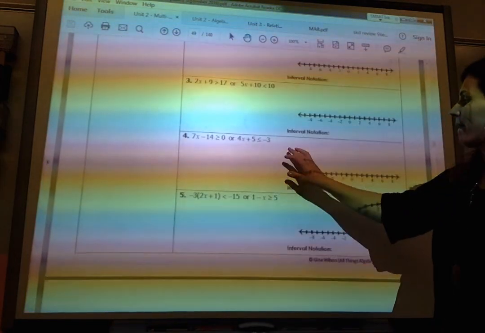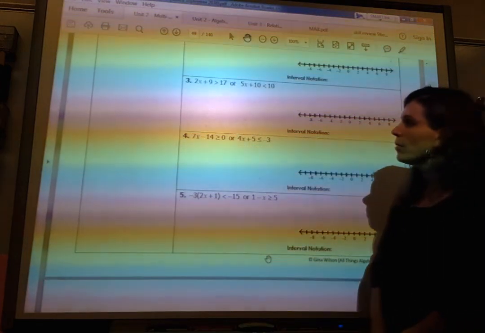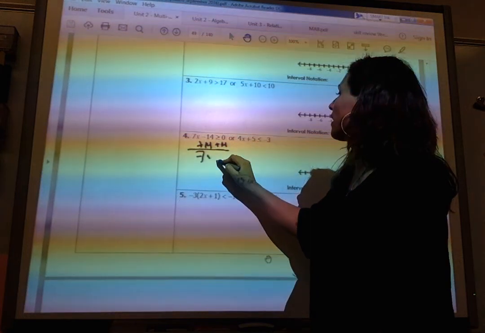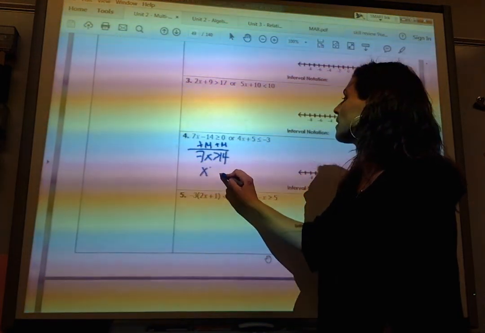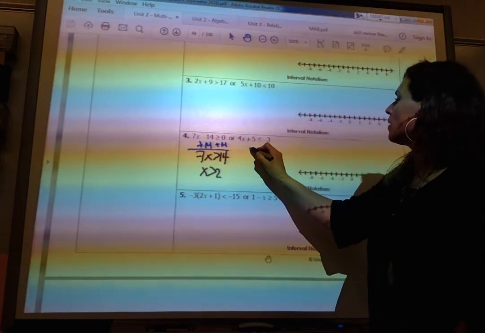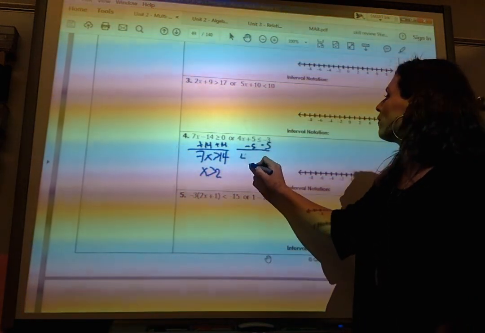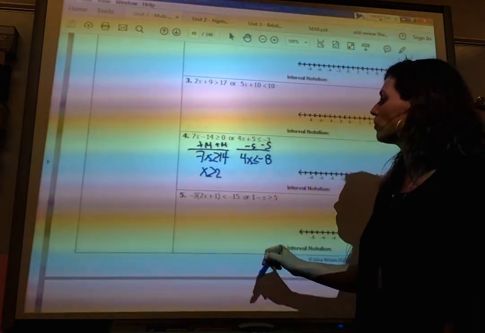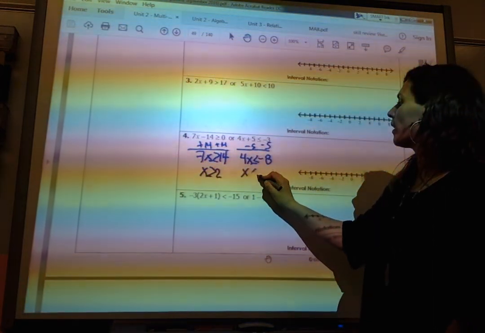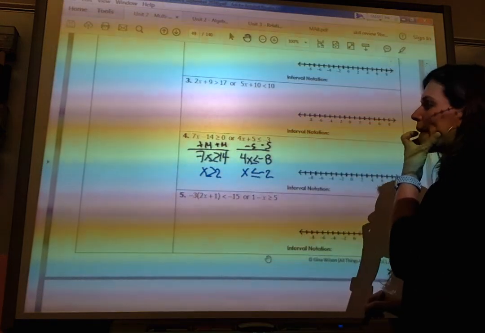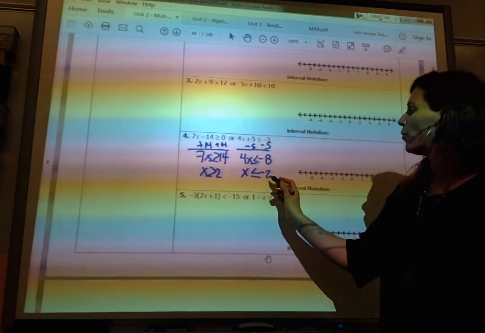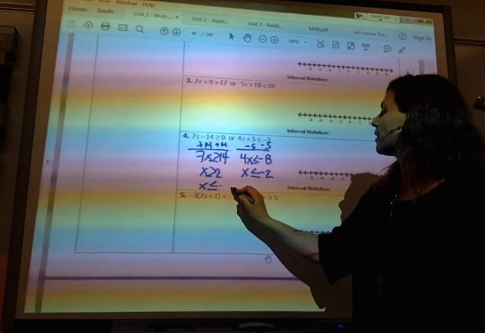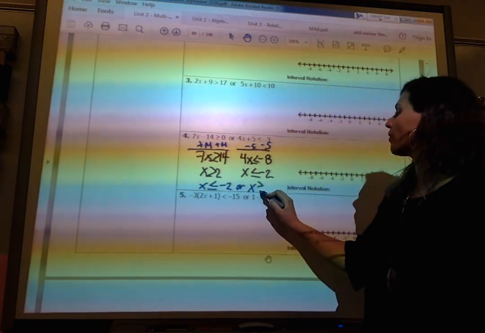Okay, so number 4, I'm going to do the additive inverse, add 14, 7x is greater than or equal to 14, divide by 7, and x is greater than or equal to 2. Additive inverse, subtract 5, 4x is less than or equal to negative 8. Oh, this is equal to as well. Divide by 4, and x is less than or equal to negative 2. All right? So my written form's got to be least to greatest, so negative 2 is going to come first.